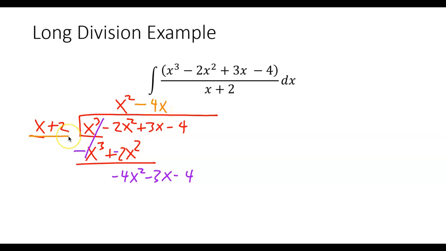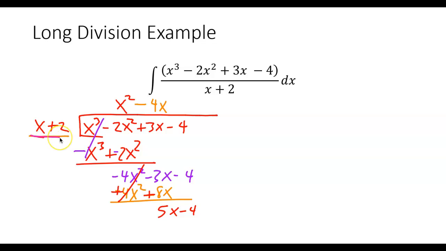Multiply that times both of these. You get negative 4x squared minus 8x. Distribute a negative and thereby change the signs and then add down. These cancel. This is 5x minus 4. And we get to go one more time now.